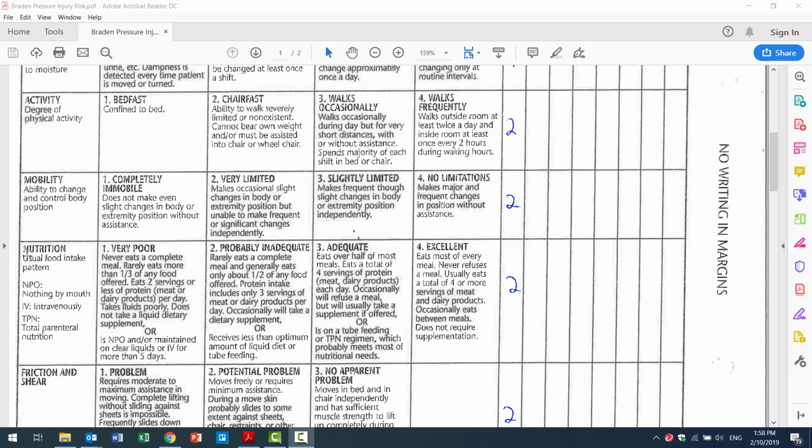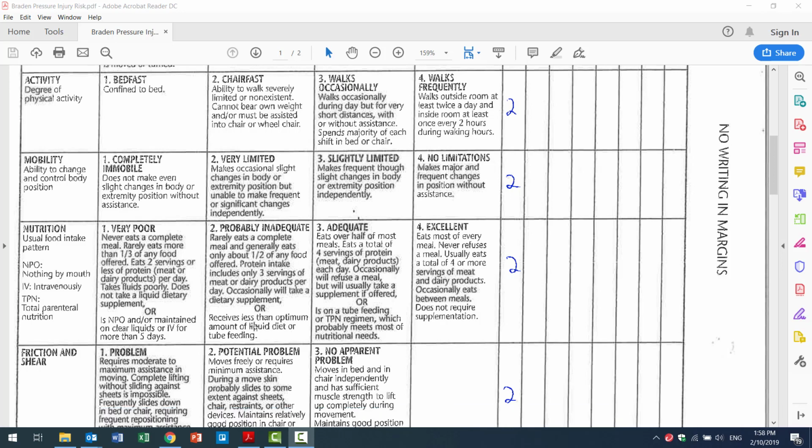This is determining their food intake, because we know that it's very important for skin integrity as well as healing if a pressure sore begins to develop. Nutrition is important. In this case, the patient has been classified as a 2, so probably inadequate. Rarely eats a complete meal and generally eats only about half of any food offered. Occasionally will take a dietary supplement.